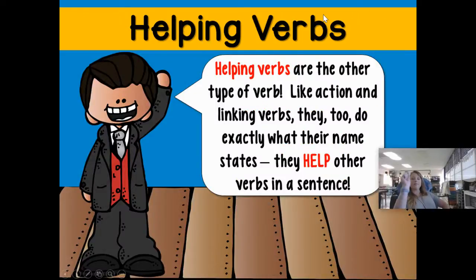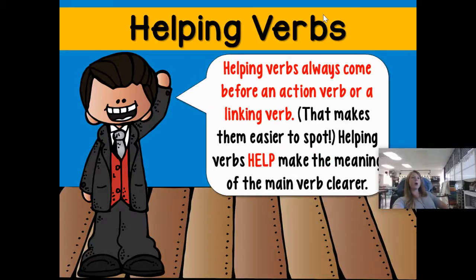All right, so we have action verbs, linking verbs, and our last kind is helping verbs. Helping verbs are the other type of verb. Like action and linking verbs, they too do exactly what their name states. They help other verbs in a sentence. So action verbs are an action. Linking verbs link the noun and the adjective. And helping verbs help other verbs in a sentence.